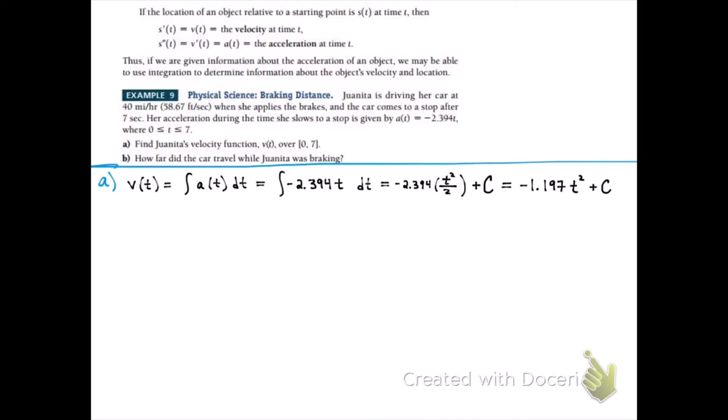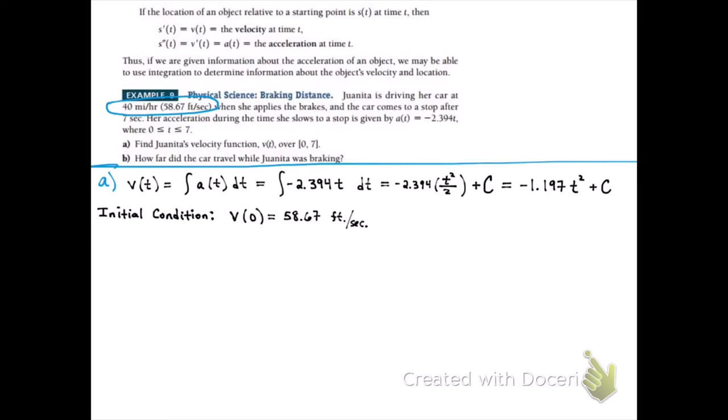Now in this case, we're given an initial condition, so we can use that to figure out what the value of c is. The initial condition that we're given is when Juanita first applies the brakes, her velocity is 40 miles per hour, or 58.67 feet per second. That's at time 0, right when she applies the brakes, that's her velocity. So we can use this to find the value of c. Our initial condition is that v of 0, velocity at time 0, equals 58.67 feet per second.